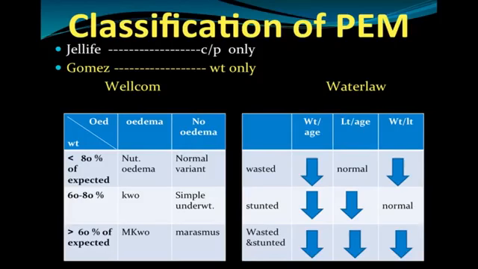Usually the weight and length are affected nearly equally. So the weight for age is low, the length for age is low, but the weight for length is normal because both of them are nearly affected equally. Another classification, those who are wasted and stunted, all parameters are affected. So the weight for age is low, the length for age is low, and the weight for length is low.